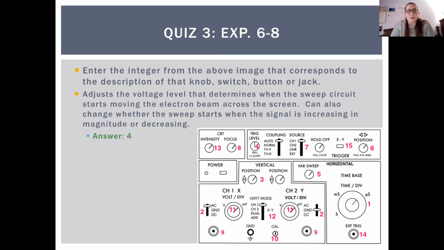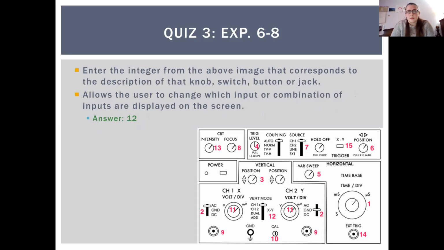Okay, which one adjusts the voltage level that determines when the sweep circuit starts moving the electron beam across the screen? So again, since we're dealing with the sweep and the beam going across the screen, that's a trig level. And so this would be our knob number 4, the one connected to channel 1 or channel 2.